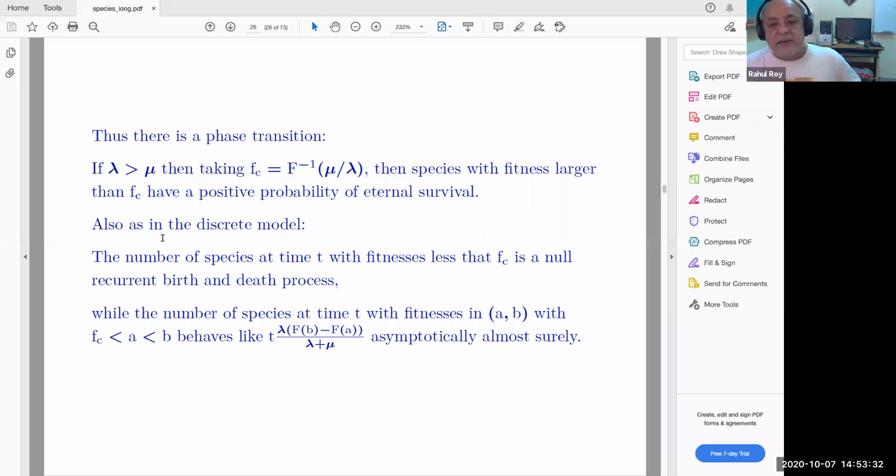And as in the discrete model, the number of species at time t with fitness less than fc is a null recurrent random walk, a Bessel-type chain. And also we get a similar kind of result: if you have an interval a to b in the region fc to 1, then at time t, the number of species there is asymptotically, almost surely, given by the strong law of large numbers result, basically. Okay.